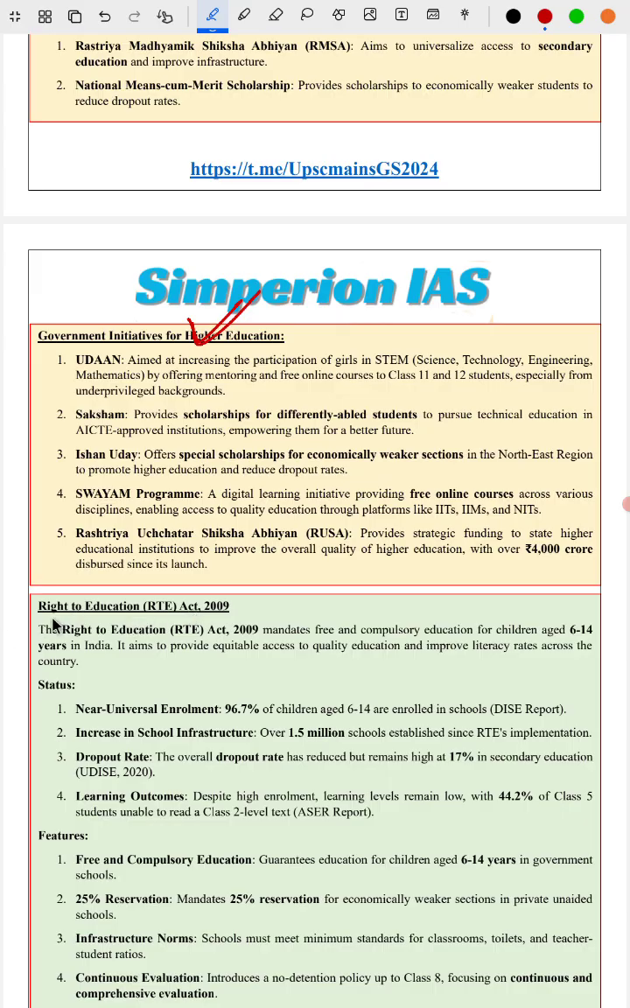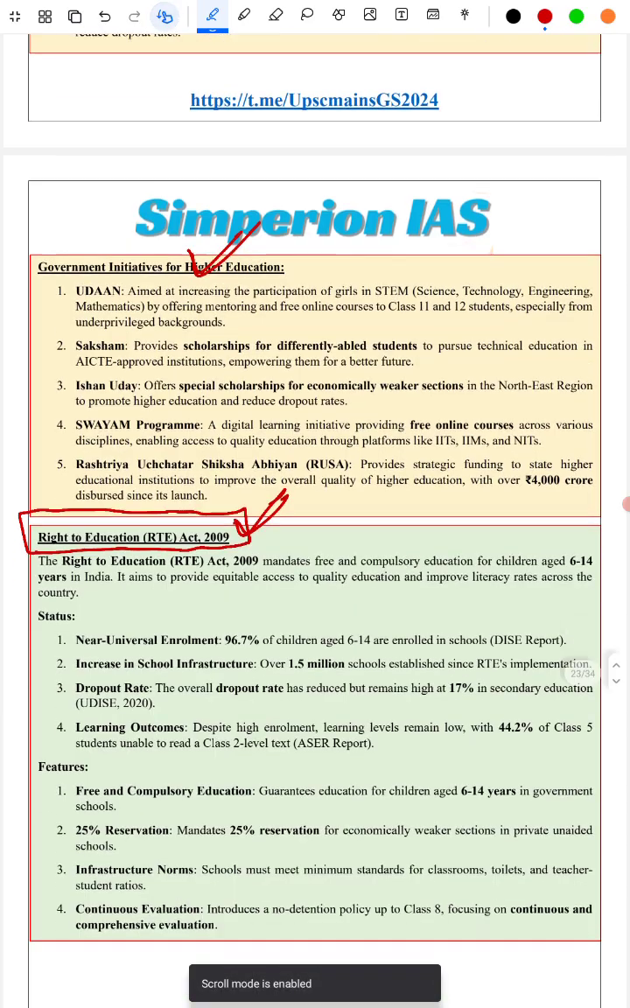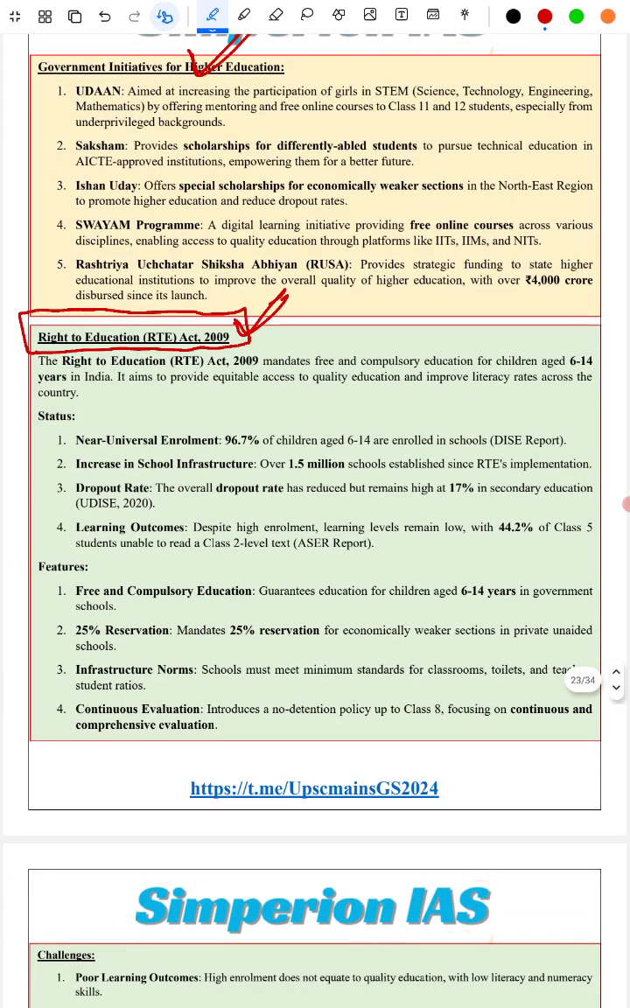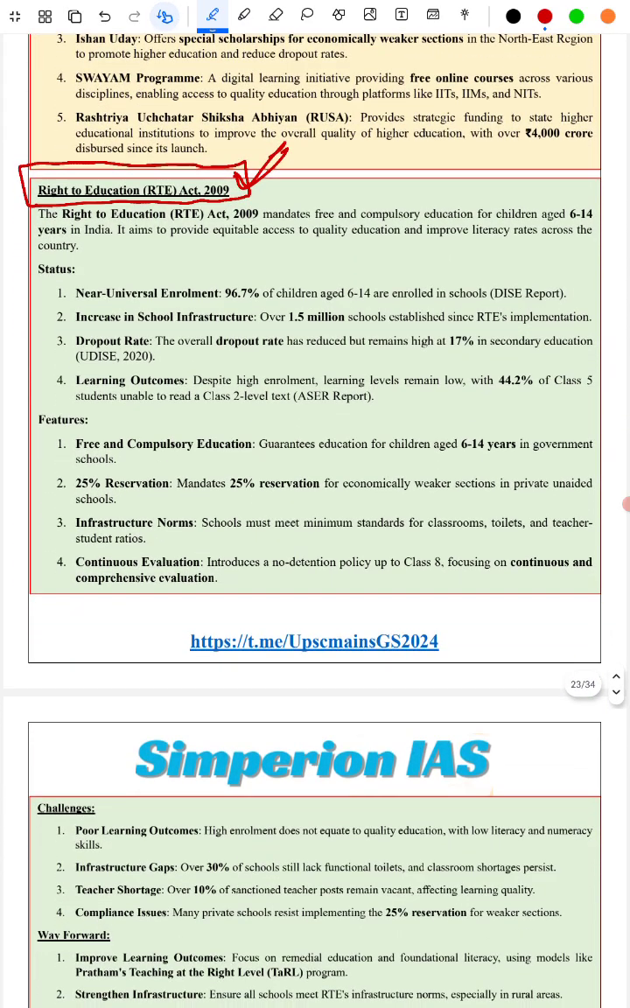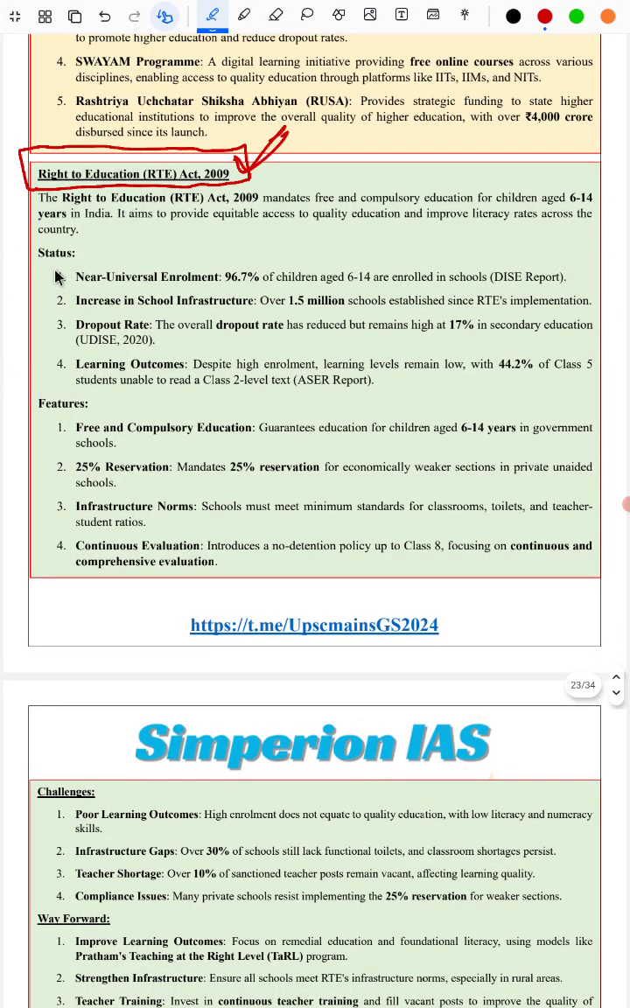Next, we have covered one of the very important topics of education. I think without studying this chapter will be incomplete or worthless. That is Right to Education 2009, RTE. We have covered the status of RTE, what is the progress it made in the last 15 years.